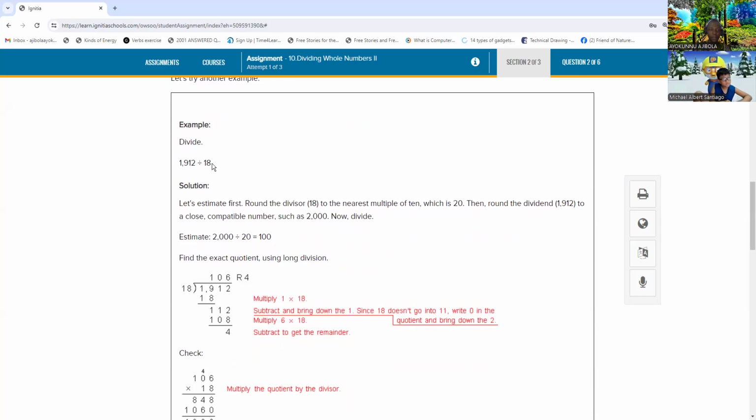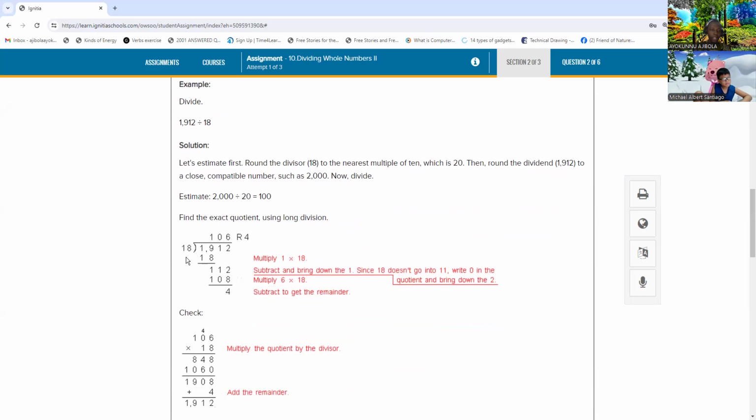1912 divided by 18. We have 18 cannot divide 1, but it can divide 19 one time. So 1 is written above as a quotient. 1 times 18 gives us 18. Then 19 minus 18 gives what? 1. So you drop the next digit, which is 1. How many 18 is in 11? It cannot go, that is 0. You drop the next digit, which is 2. How many 18 is in 112? That is 6. 6 times 18 is 108. Then 112 minus 108 gives 4. Is that clear? Yes. Good.